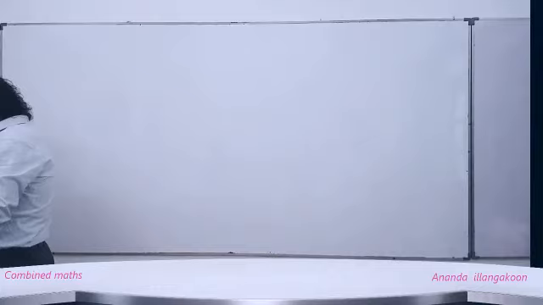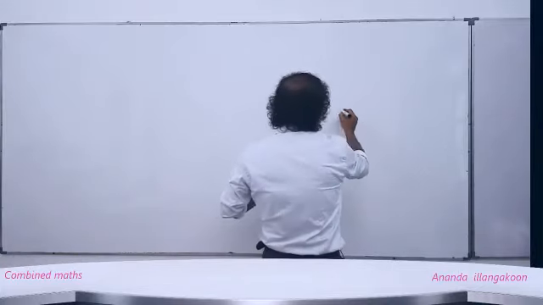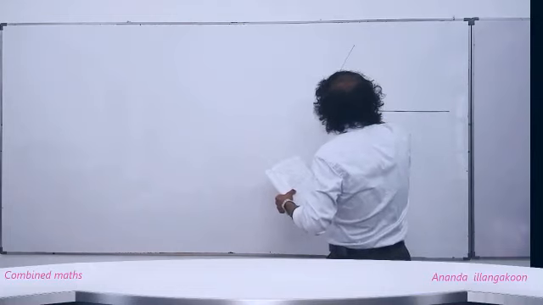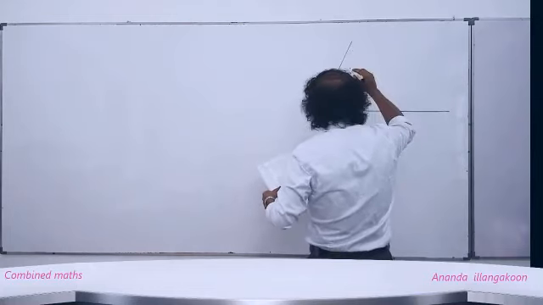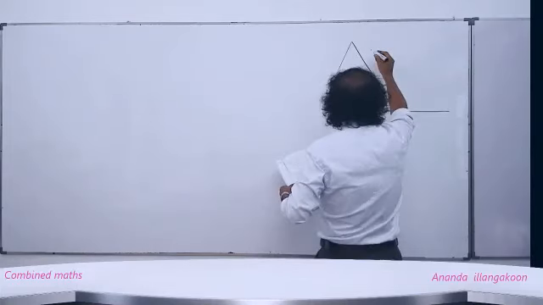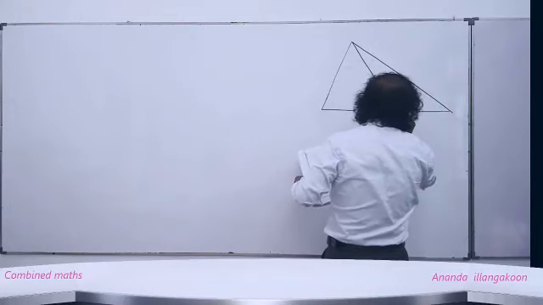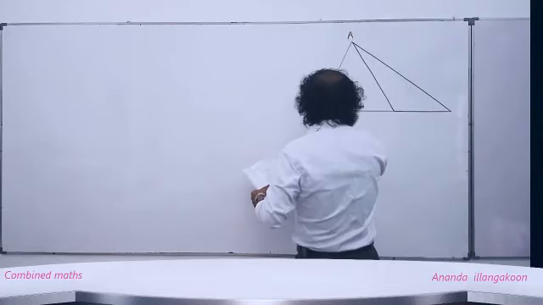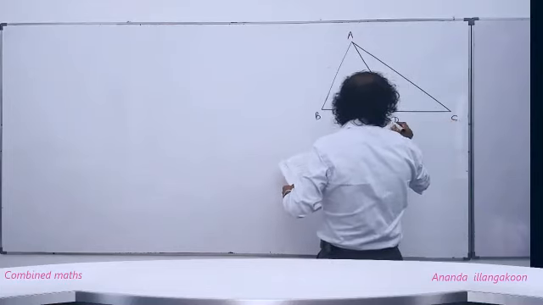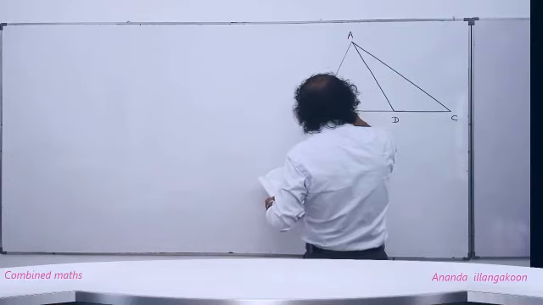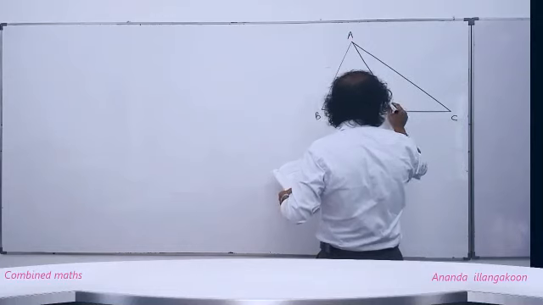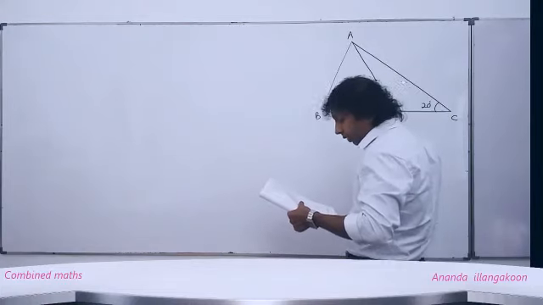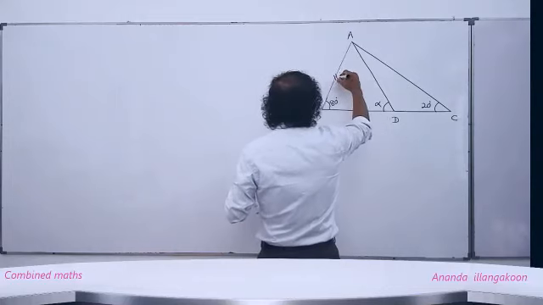Right. The diagram is this, people. So A, B, C, D. This is 80 degrees, angle alpha, 20 degrees. AB and DC are equal, people. AB is this, DC is this.